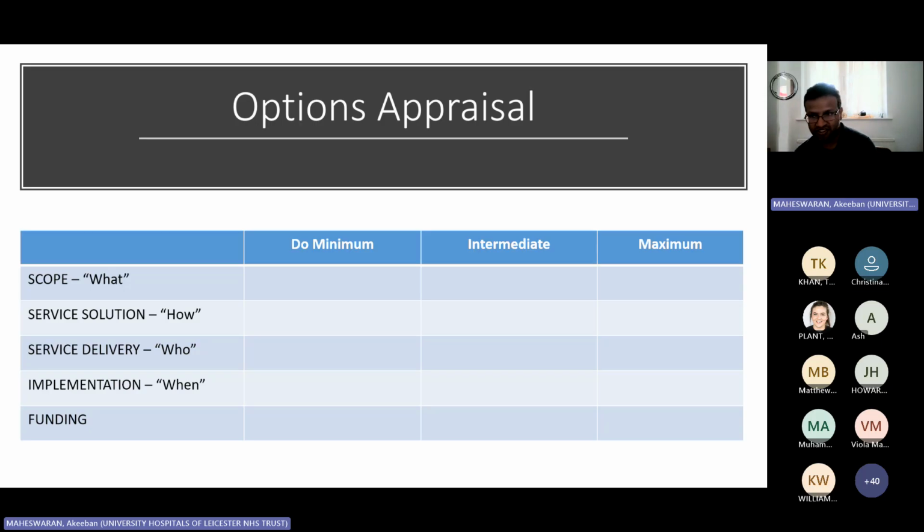Intermediate could be a consultant and a specialist, or a consultant and HCA, and a maximum could be a multidisciplinary clinic with different specialities, including some of the allied healthcare professionals, depending on the nature of it. Okay, so you can have a one-stop shop. So that's who. And in the scenario of the rail network, it'll be local, national, international contractors.